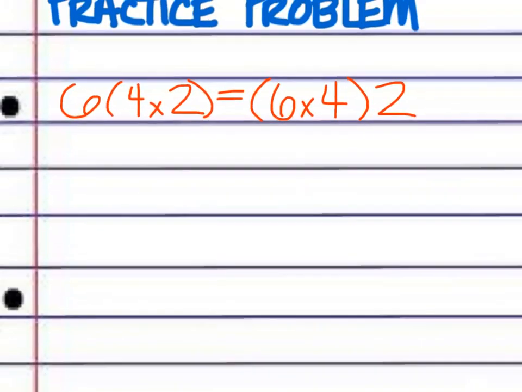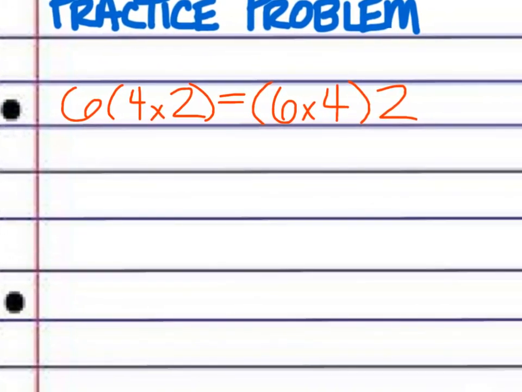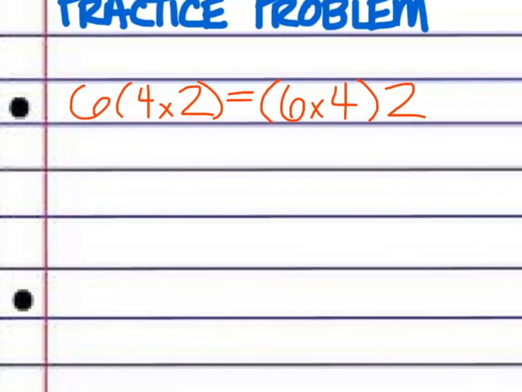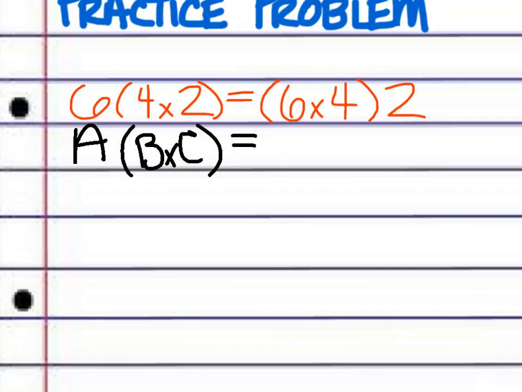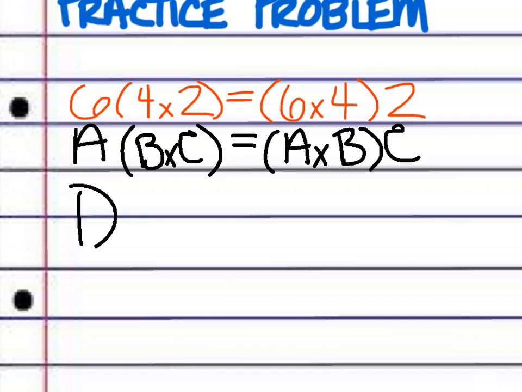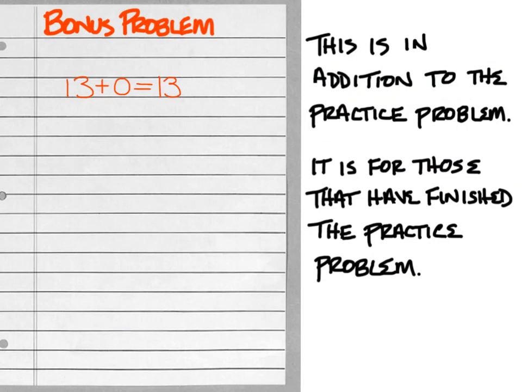Alright, so for the practice problem, we have 6 times 4 times 2 in parentheses is equal to 6 times 4 in parentheses times 2. So that is A times B times C is equal to A times B in parentheses times C. That is going to be the associative property of multiplication, so that's letter D on your handout.